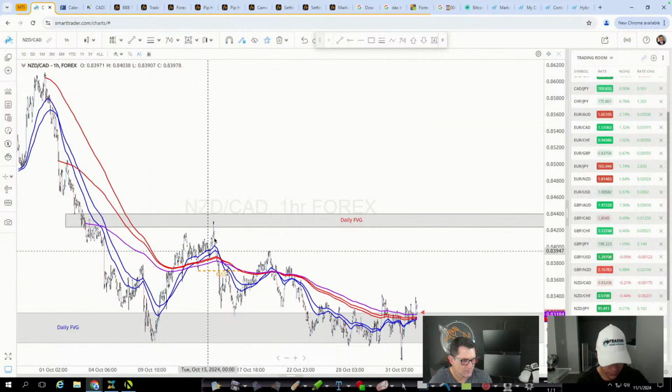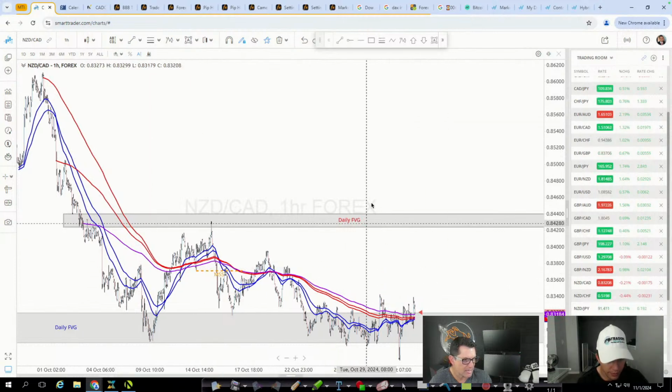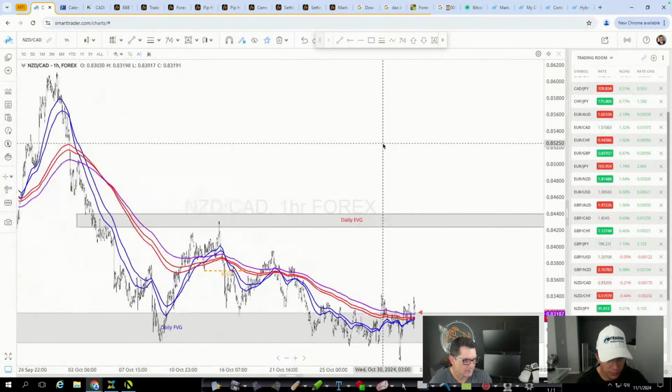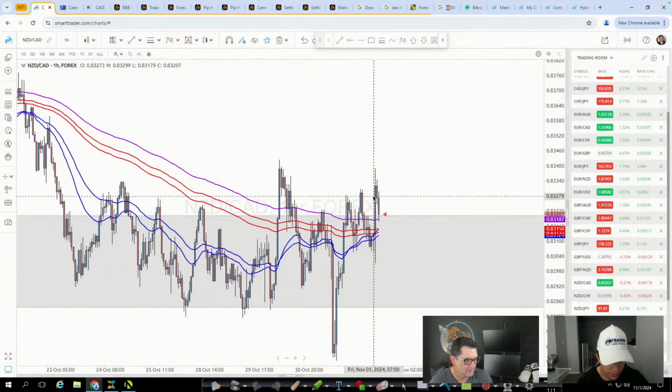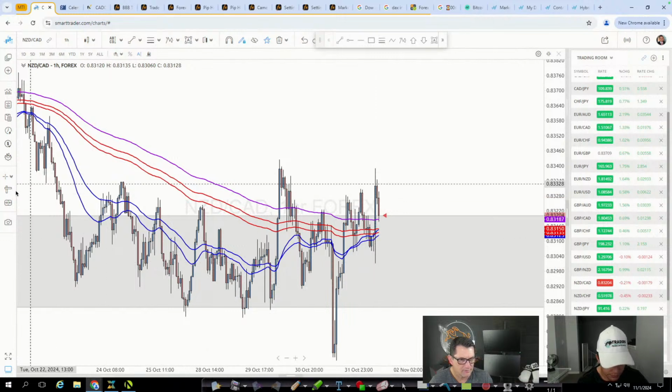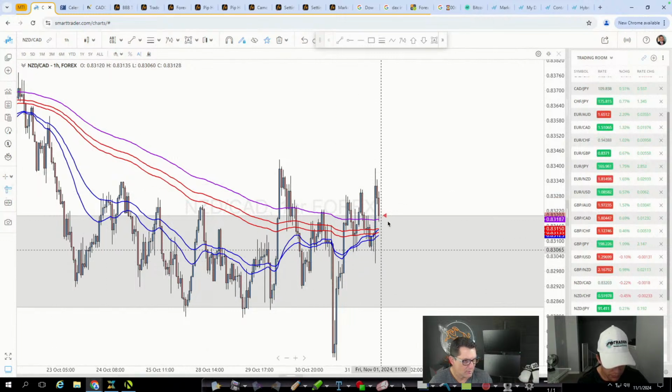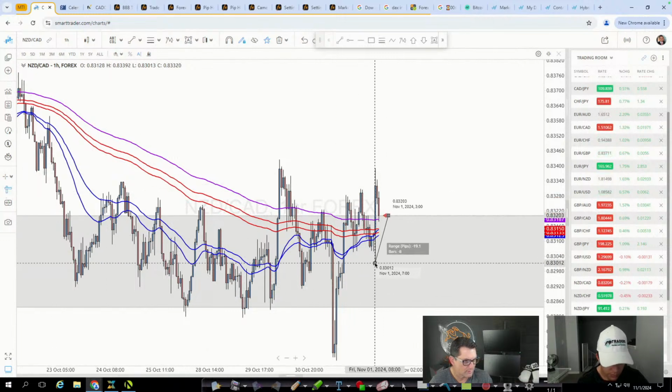See support there, see resistance up here at the top of that fair value gap, daily fair value gaps in over there. I got equal highs. All right. Let me see if price goes ahead and takes out that low there. What does that price action move? 20 pips.